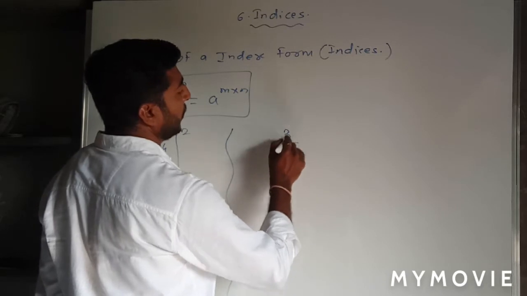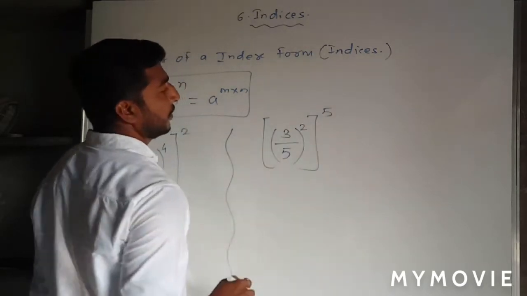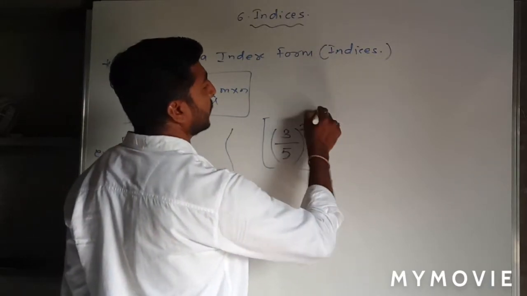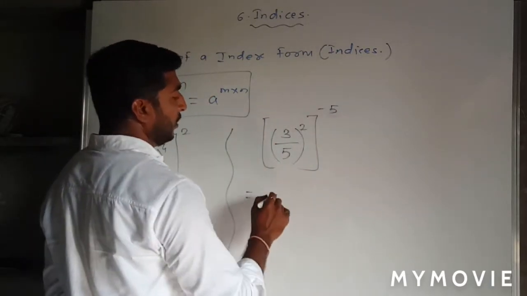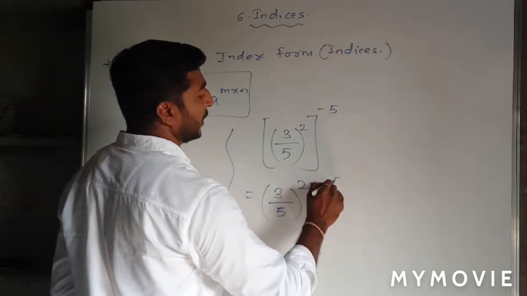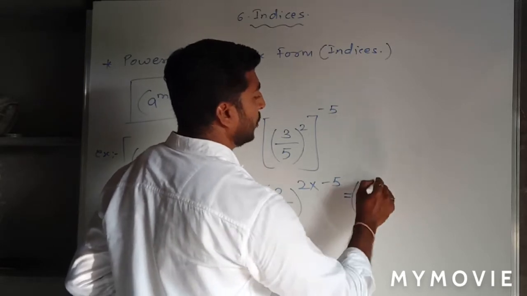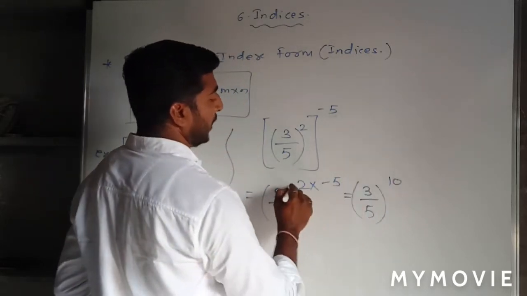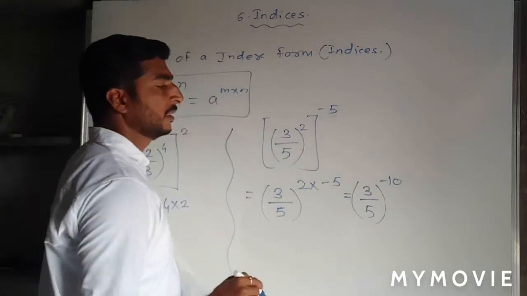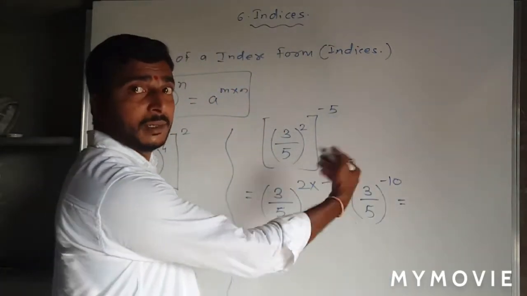One more example we will see here. (3 upon 5) bracket raised to 2, and its bracket raised to, we will take here minus 5. Now according to the law of indices, you take the product of the indices. So that will be equal to 3 upon 5 bracket raised to 2 fives are 10, and positive and negative multiplication gives the negative product. Now this is the negative power, make it a positive power.